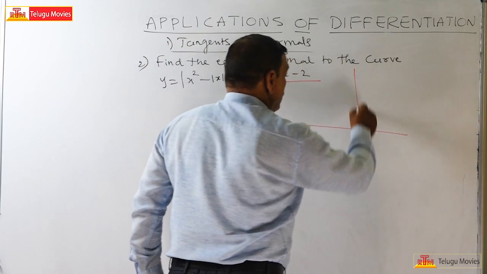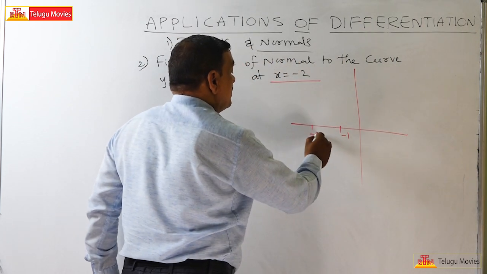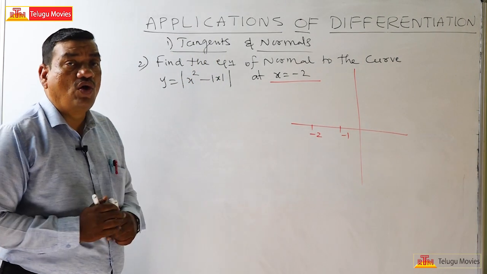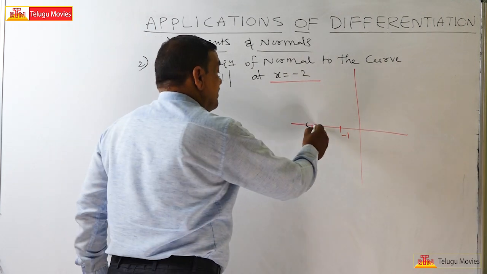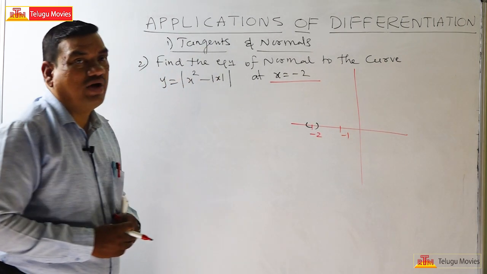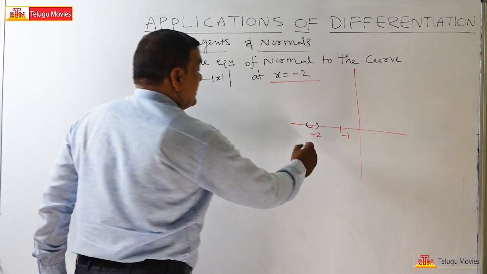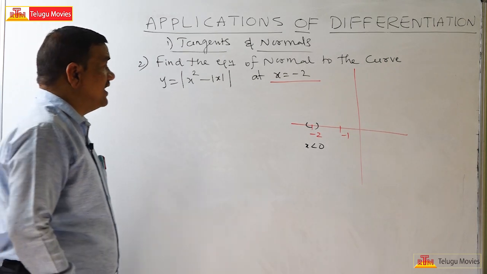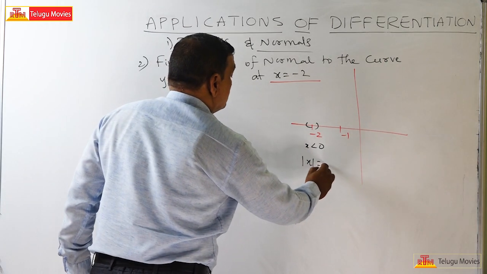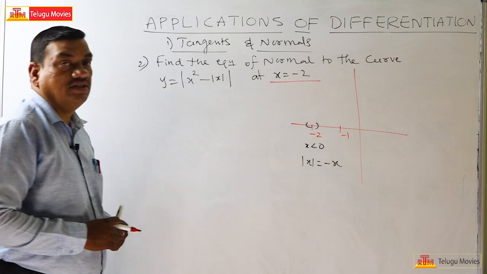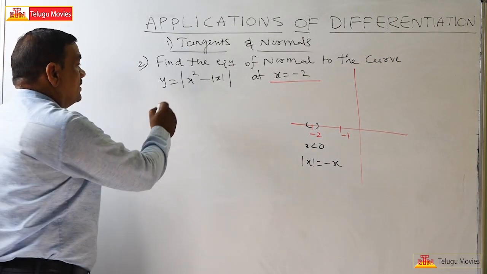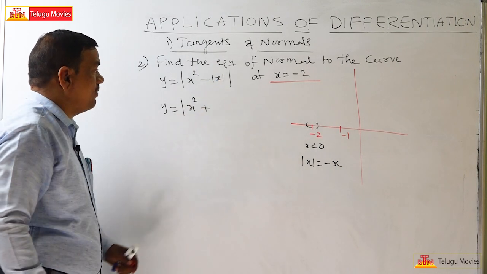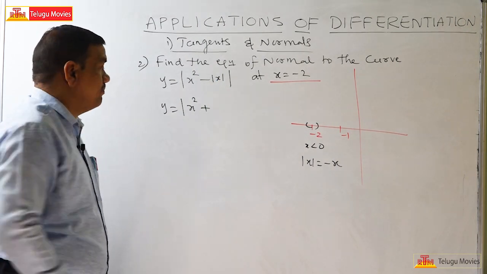So at x is equal to minus 2 means what? This is minus 1 and minus 2. That means in the neighborhood of minus 2, all are negative values only. That means x less than 0. When x is less than 0, mod x is equal to minus x. That means y is equal to modulus of x square, mod x is equal to minus x, already minus is there, plus x.